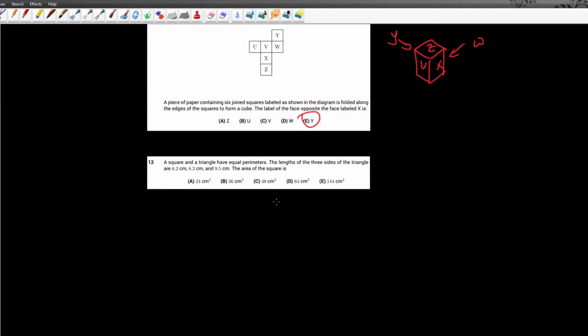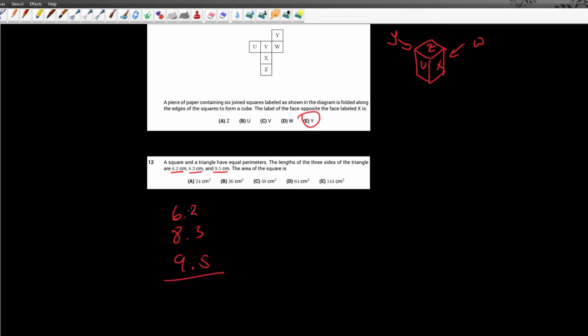A square and a triangle have equal perimeters. The lengths of the three sides of the triangle are 6.2 centimeters, 8.3 centimeters, 9.5 centimeters. The area of the square is, so a square and a triangle have equal perimeters, so we have to add up all the sides of the triangle to get the perimeter.